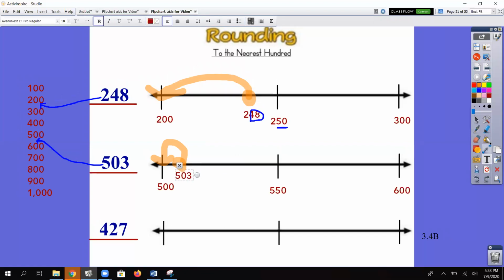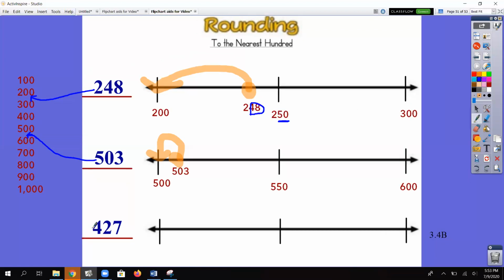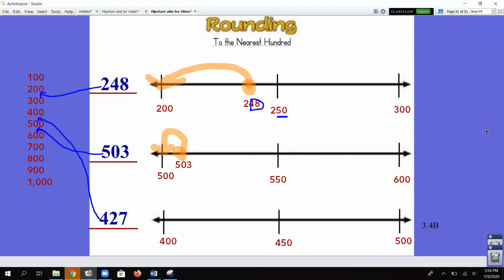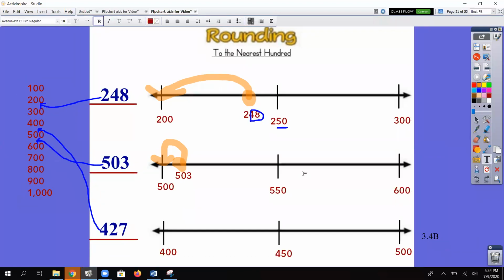Okay, our last one is 427. And this one's going to be in between, right here, between 400 and 500. Again, don't be scared to write your numbers on the side. That's perfectly fine. As we're learning rounding, use all the strategies that you have and that help you. Okay, so our boundary numbers will be 400 and 500. And our midpoint, 450.